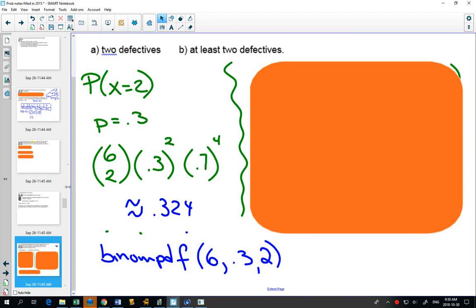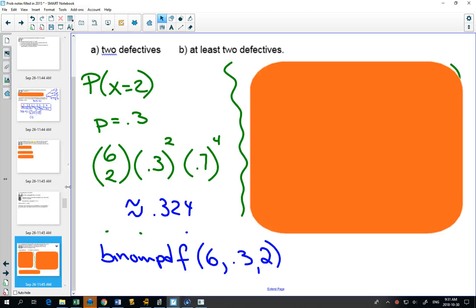We could also just use our calculator and go to Binomial PDF and enter 6 trials, the probability of success is 0.3, and I want exactly 2 successes, and that would give us that result.